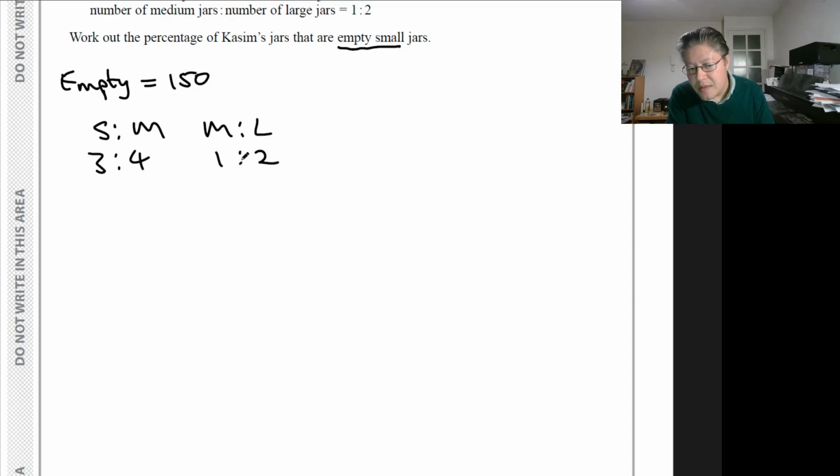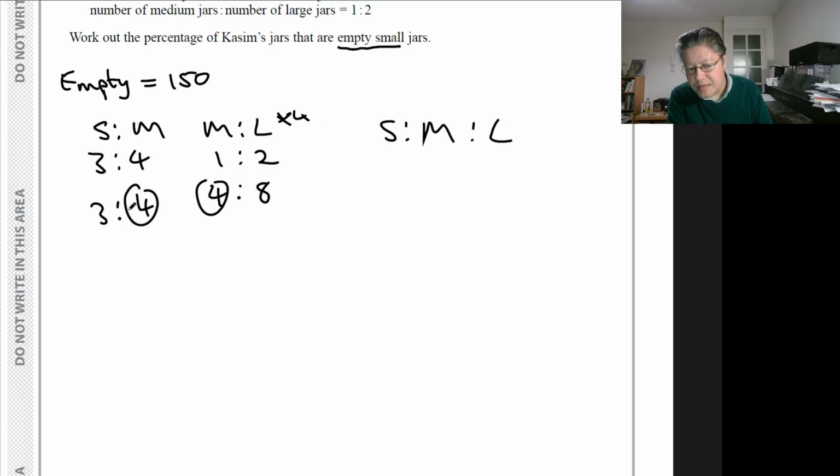So we're going to times this side all by 4, to get the ratio of 4 to 8. And this one we just keep as 3:4. Now that the 4's are the same, we can get the triple ratio. S to M to L, we read off from this line. The small is 3, the medium is 4, and the large is 8. Now that we've got the triple ratio, we can share the 150 in this ratio.